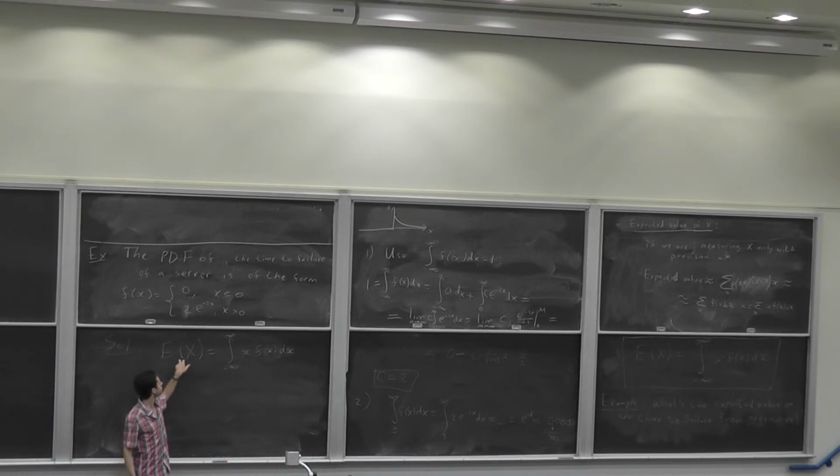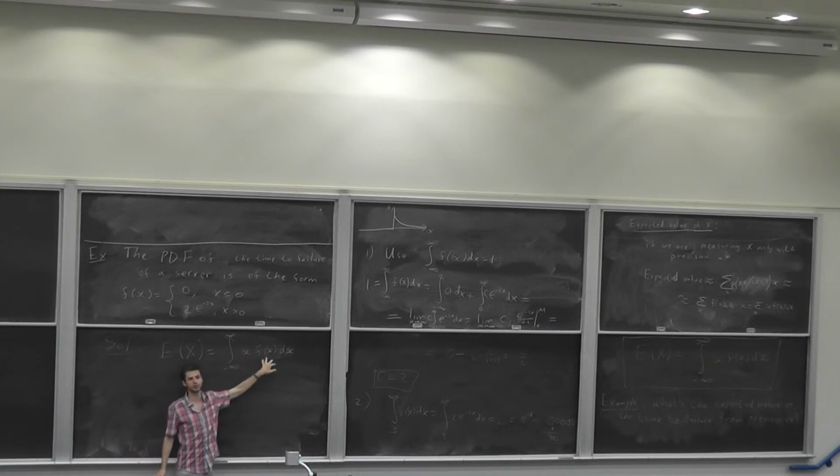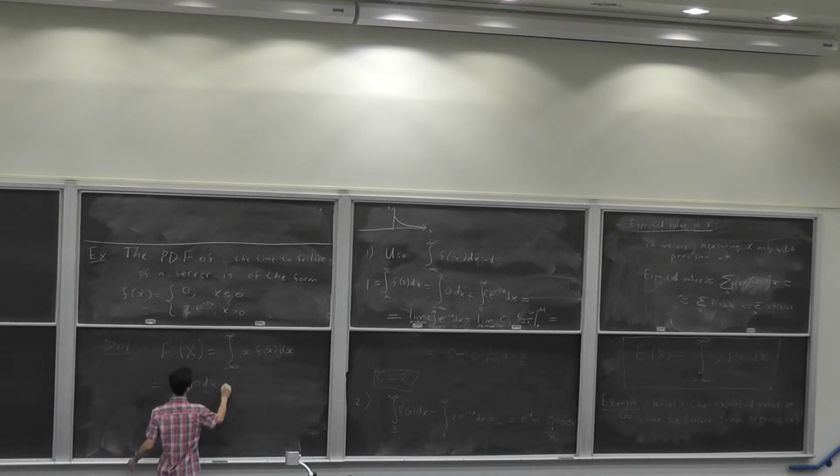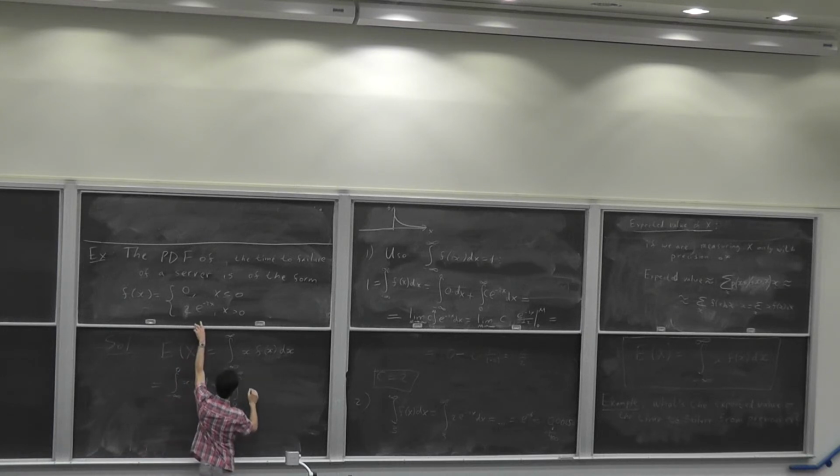By definition, the expected value is just the integral of x times the density, dx. In this case, my function is defined by different expressions for negative x and positive x, so split the integral into two parts: the integral from minus infinity to 0 of x times 0 dx, plus the integral from 0 to infinity of x times 2e^(-2x) dx.